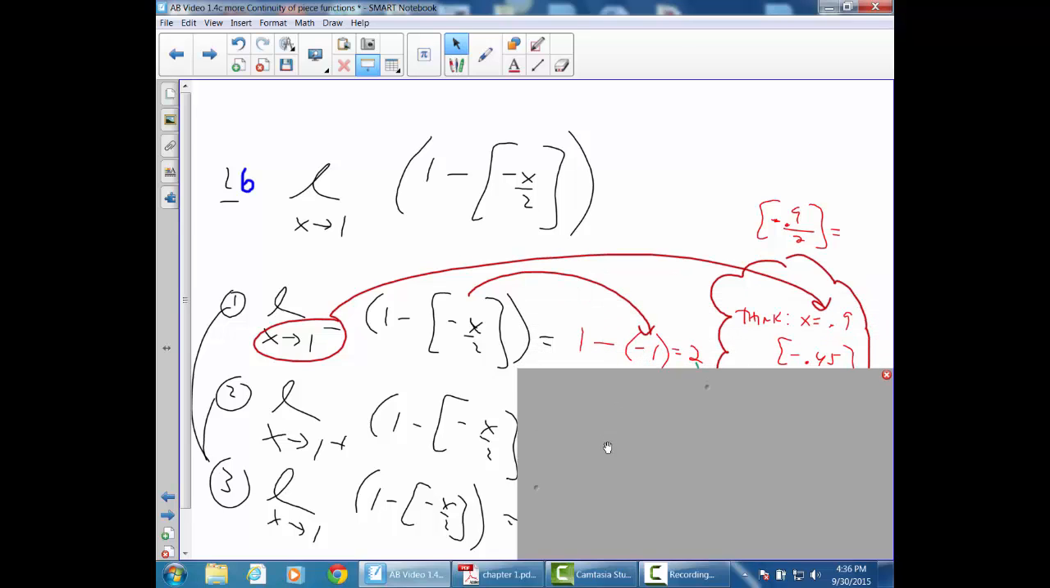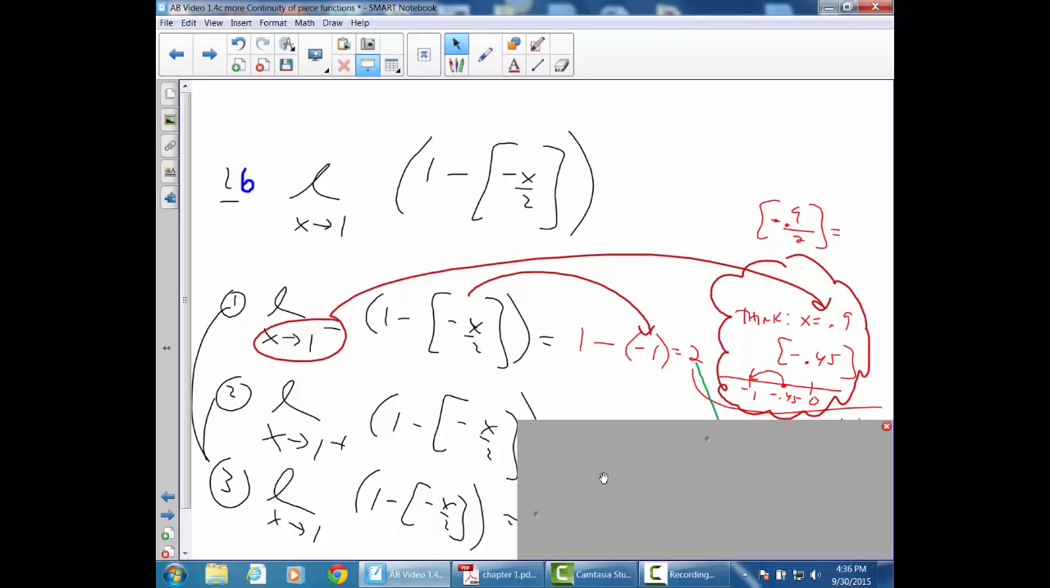Well, negative 0.9 over 2 is negative 0.45. If you take negative 0.9 divided by 2, you get negative 0.45. And you're looking for the biggest integer less than or equal to negative 0.45. Well, of course, it sits between 0 and negative 1. So the biggest integer less than it is negative 1. And 1 minus negative 1 is 2.